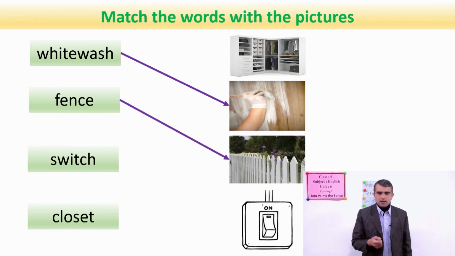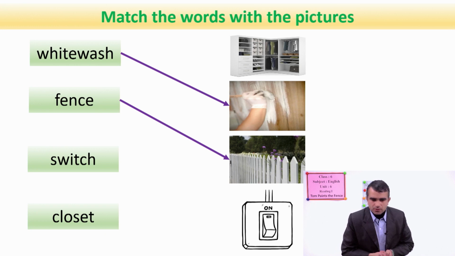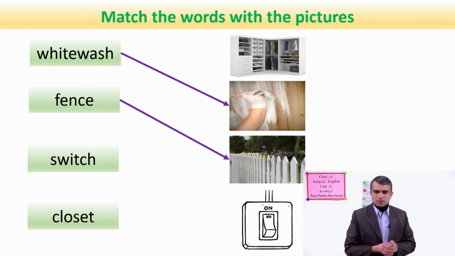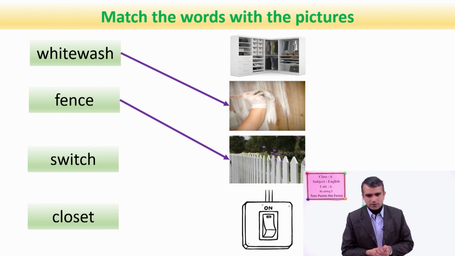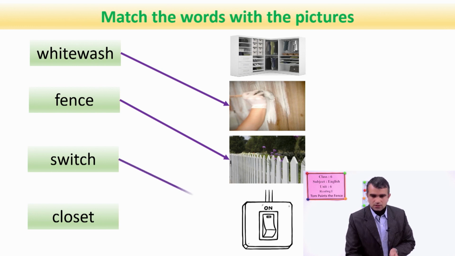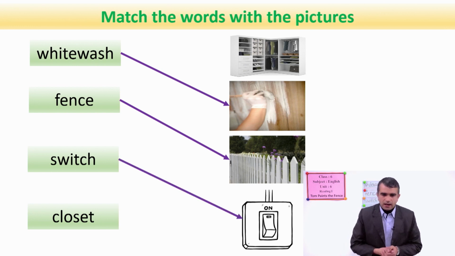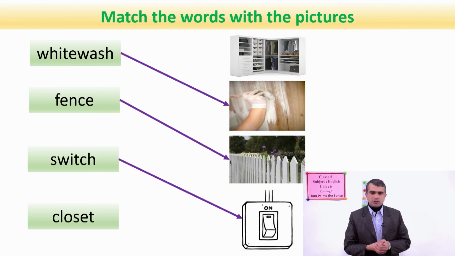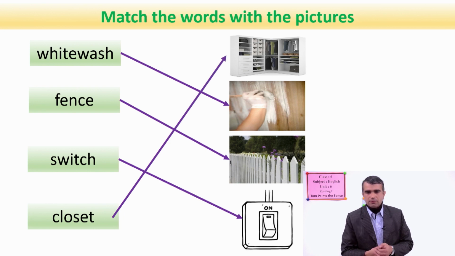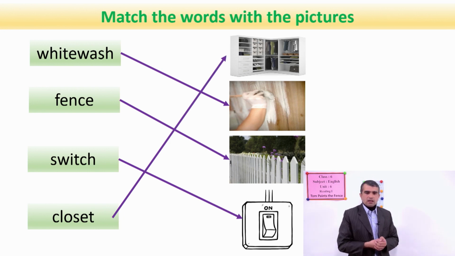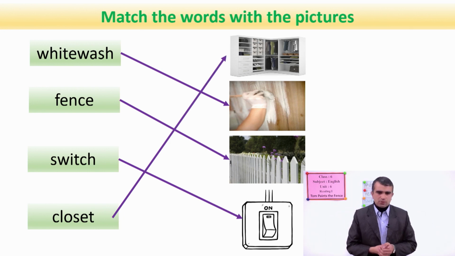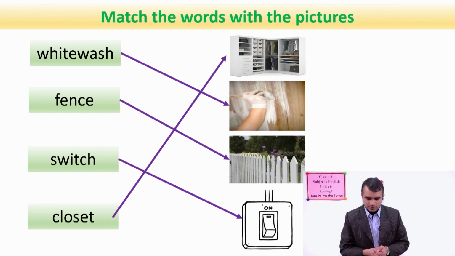Now similarly, another word, switch, is it the first one or last one? You can easily do it. That is the last one, switch, isn't it? And then the last one, of course, you know it easily. That is the first one, that is closet. Well, these are words and then they appear in the text. When you read, know them.